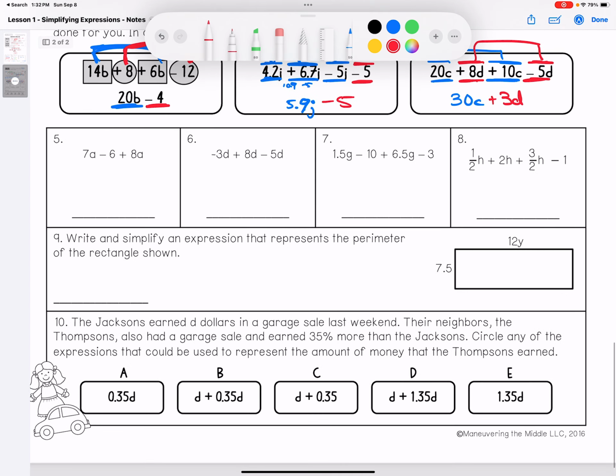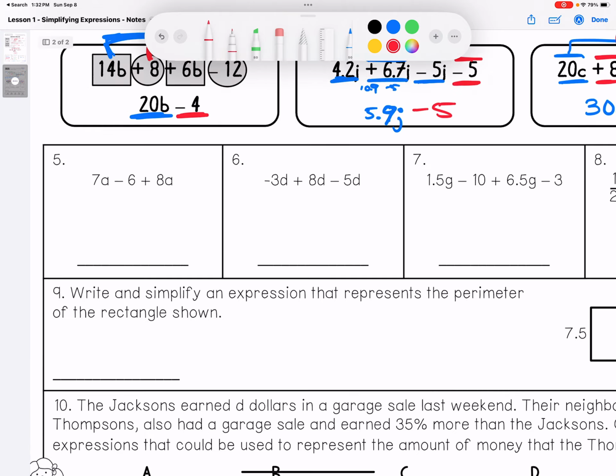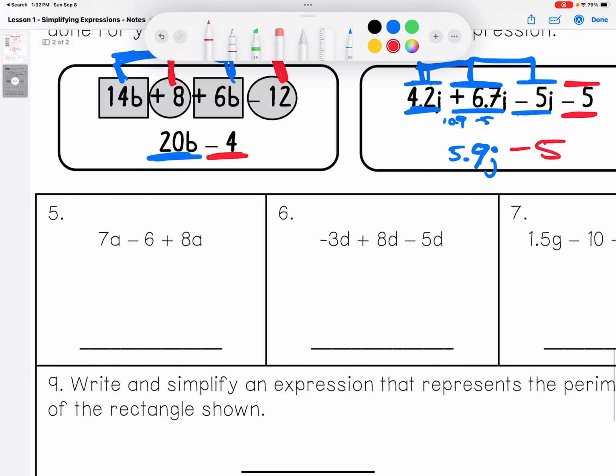Number 9. Now I'm actually going to give you the answers for 5 through 8. Forgot about that. Let's go: 7a plus positive 8a is 15a. Negative 6 doesn't have a like term, so it should have been 15a minus 6. The next one, 3d, 8d, they are all like terms.